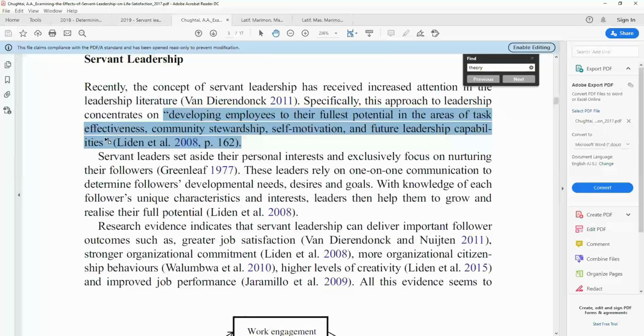Et al. means and others. So there are more than maybe three or four authors in this paper, so they've used et al. What we can do is just copy this definition from here and paste it over here.